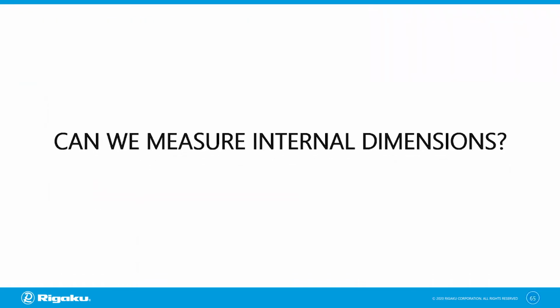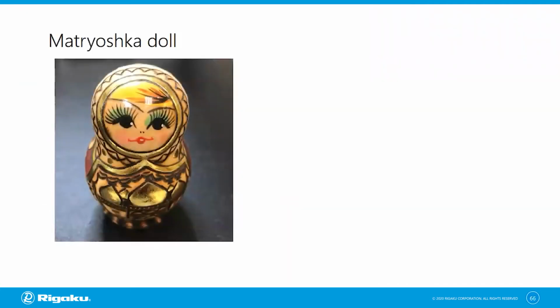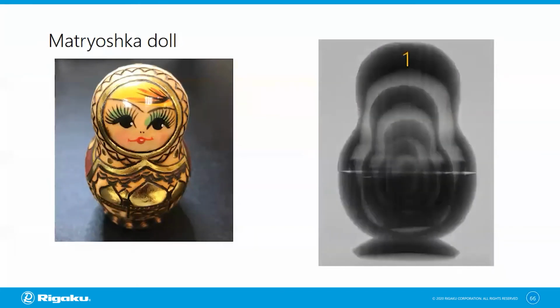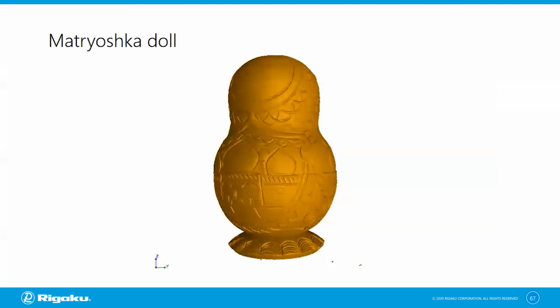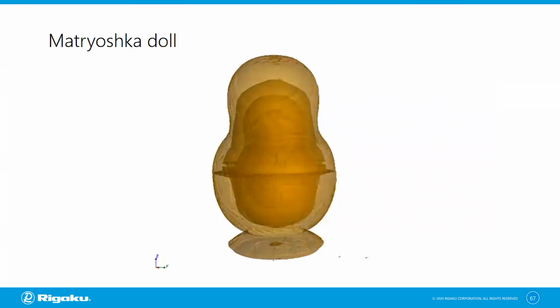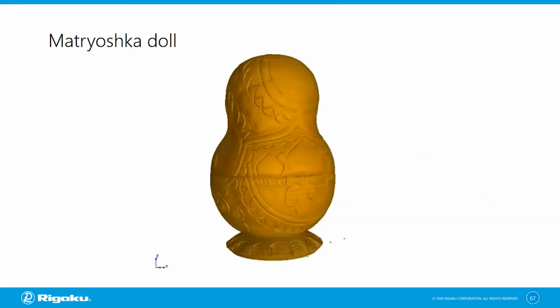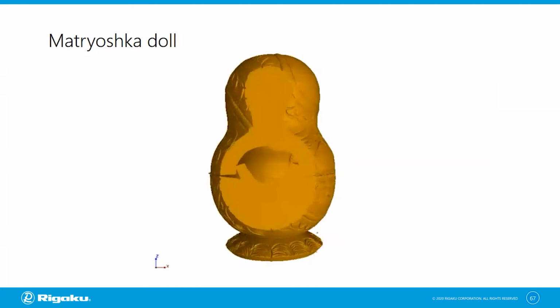So, can we measure internal dimensions? Let's take a look at an example. This is a Matryoshka doll, or Russian nesting doll. From the outside, you see only one doll. But if you use X-rays, you can see 1, 2, 3, 4, 5 dolls. So there are 4 more dolls inside of this big one. And this is just a 2D projection, but you can do a full CT scan and make the outer dolls transparent to see what's inside, or you can cut and slice the CT image to do all different kinds of measurements.